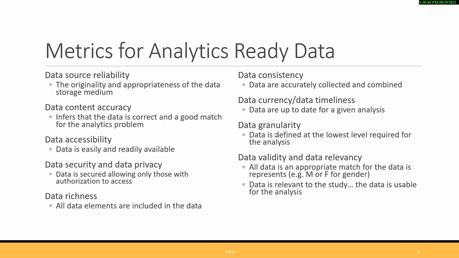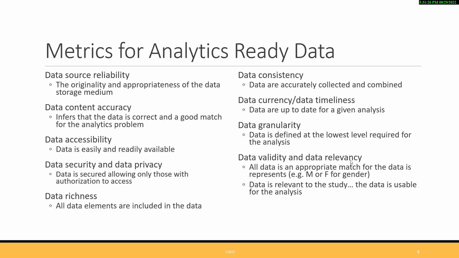Data granularity requires that the data is defined at the lowest level required for the analysis. It means that if we need to know the performance of one student in a classroom, you need to have individual level grades. But let's say if you need to know only the average grade of the class, then maybe your data could be aggregated at the level of the class. So depending on the type of analysis that you are conducting, that will determine the level of abstraction or aggregation of your data.